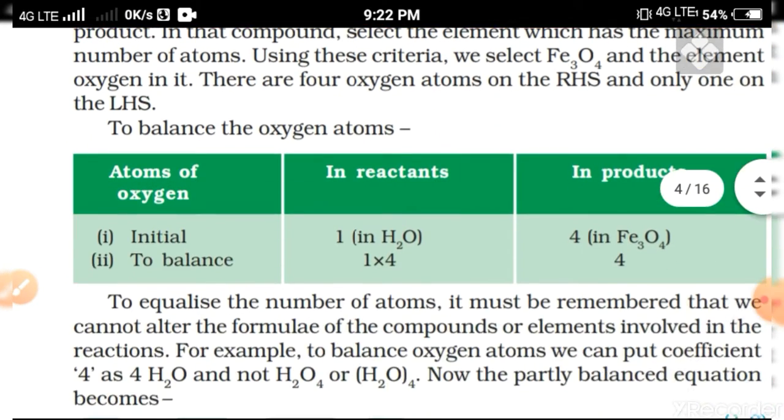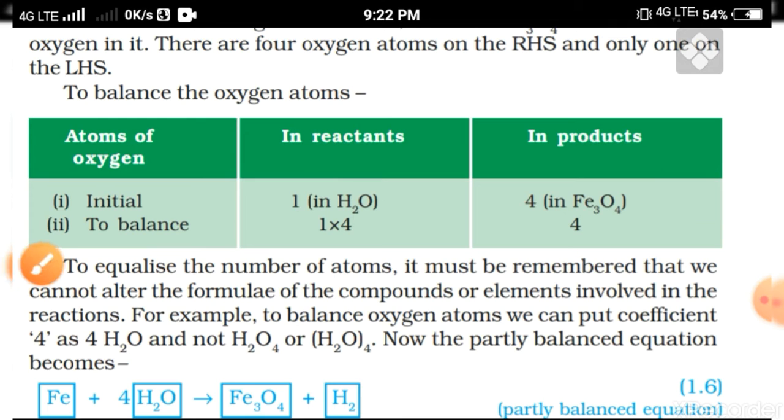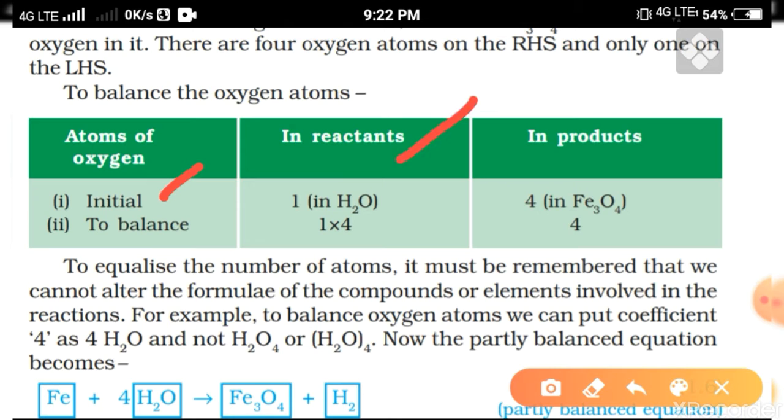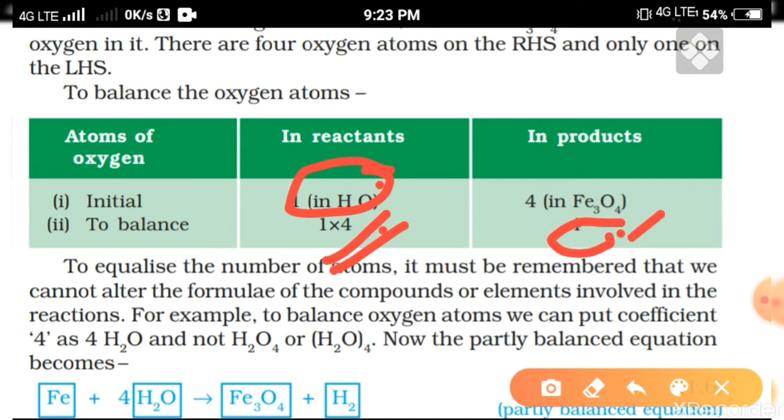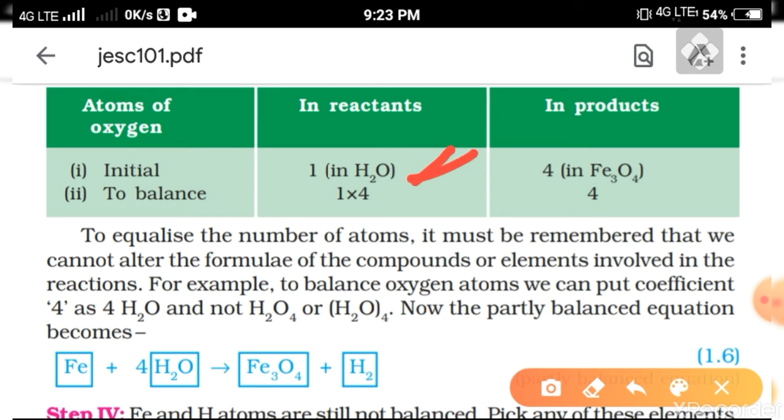First of all we have to balance the oxygen. How can you balance it? Initially on the reactant side, in H2O, there is 1 atom of oxygen. On the product side there are 4 atoms of oxygen. So we multiply the water molecules by 4, because we have to balance the oxygen. The product side has 4 already, so no change there.